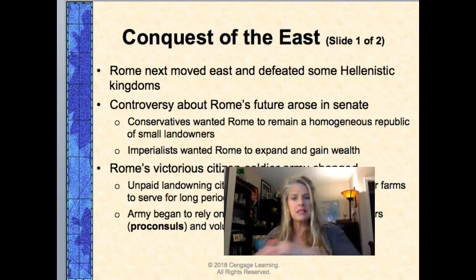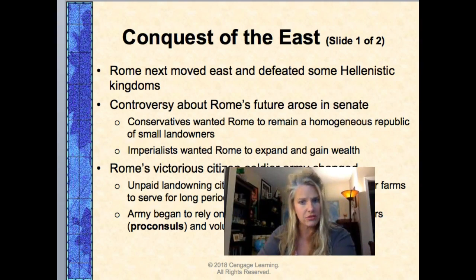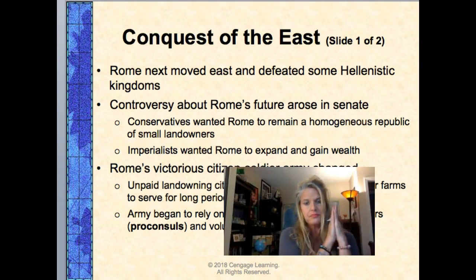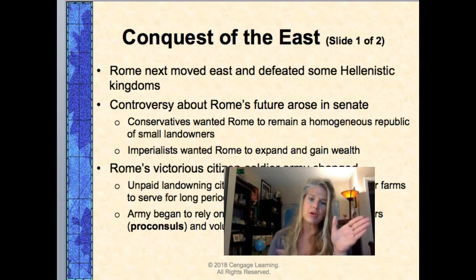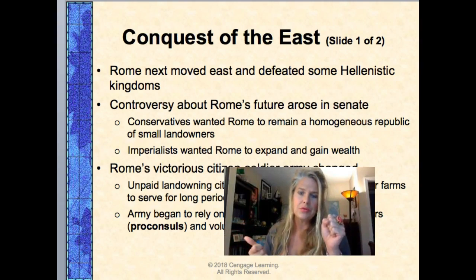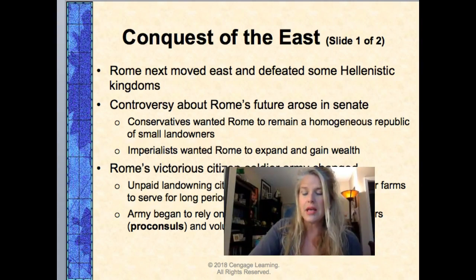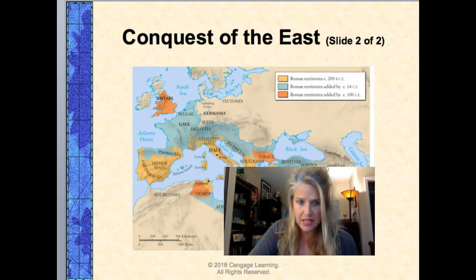Rome's victorious citizen soldier army began to change. In early ancient Rome, you could only be a soldier if you owned land, because you could only bear arms if you owned land. So then it began to open up. There was a proconsul who said, we need more volunteer soldiers. So they began to give very, very poor people land so that they could be soldiers, and expanded the army that way.